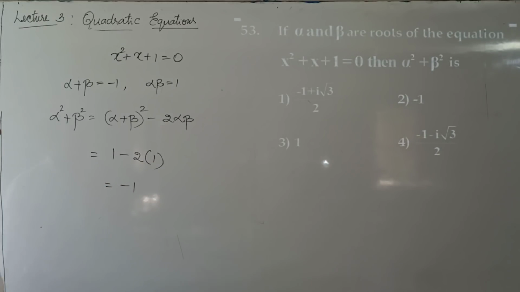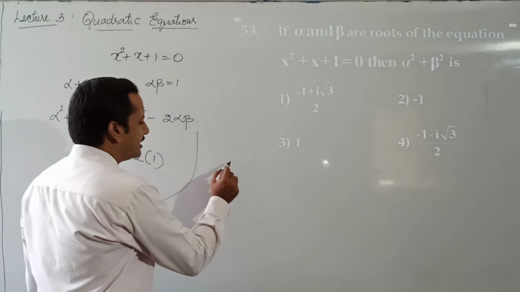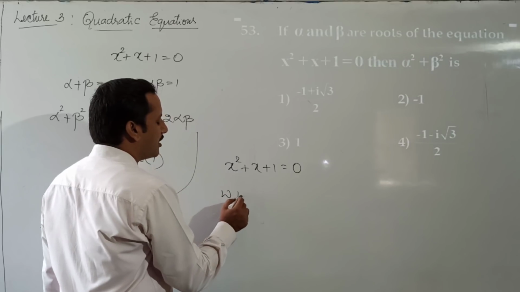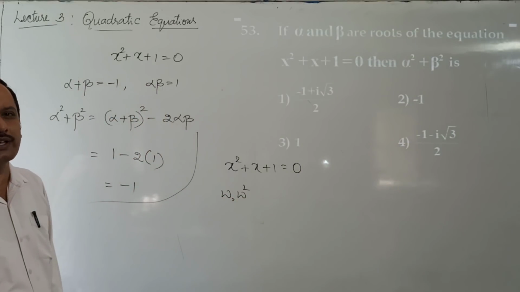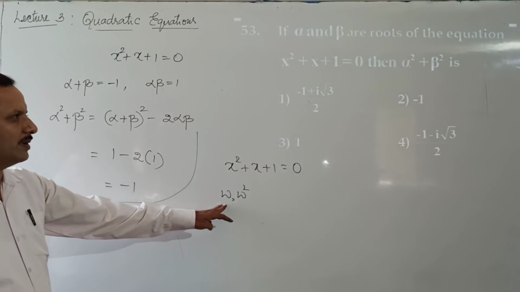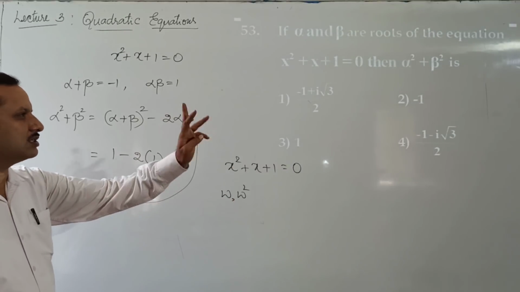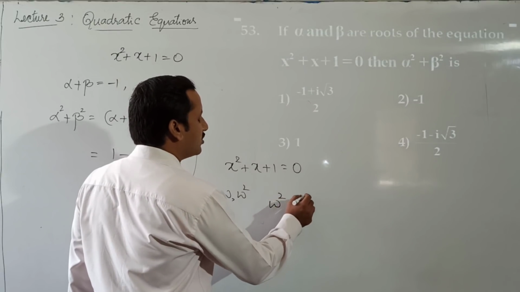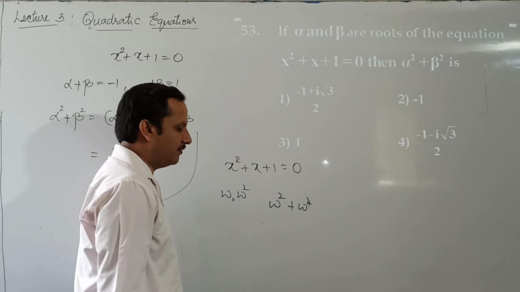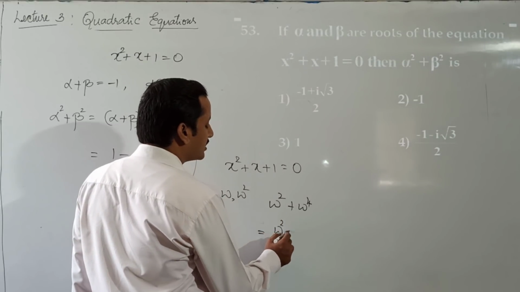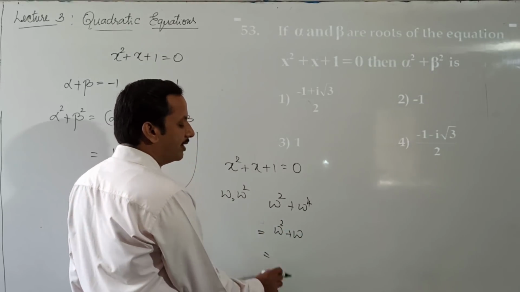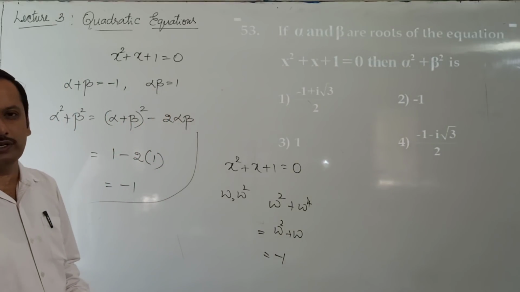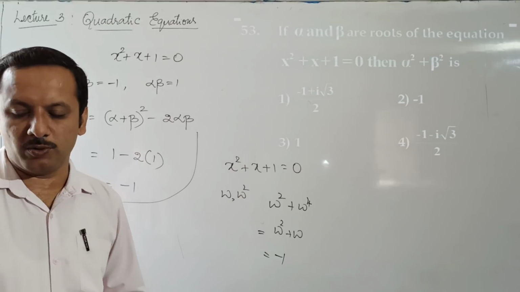This is one way of solving this problem. There is another way also. Say x square plus x plus 1 is equal to 0. The roots of this quadratic equation are omega and omega square. So I can take alpha as omega and beta as omega square. Then we want omega square plus omega square whole square, that is omega power 4. That's equal to omega square plus omega power 4, which can be written as omega square plus omega. Omega plus omega square is nothing but minus 1. In this way also we can solve this problem.